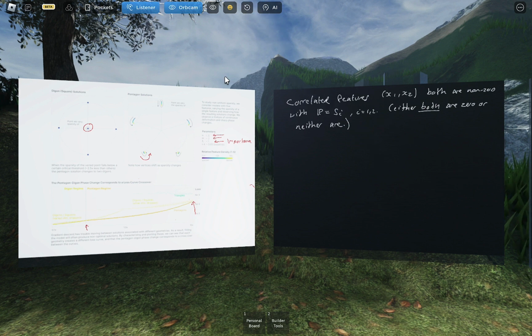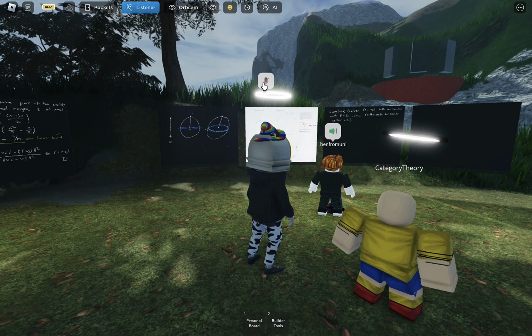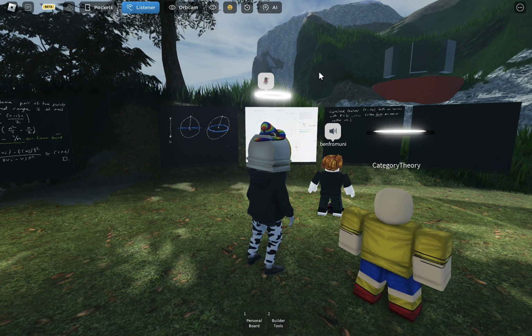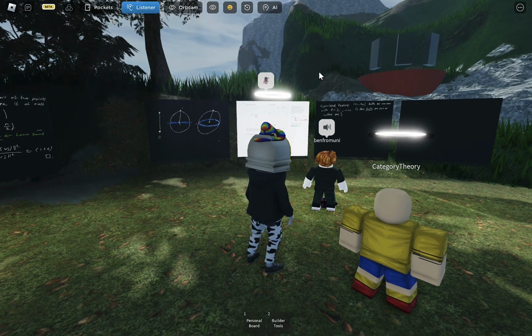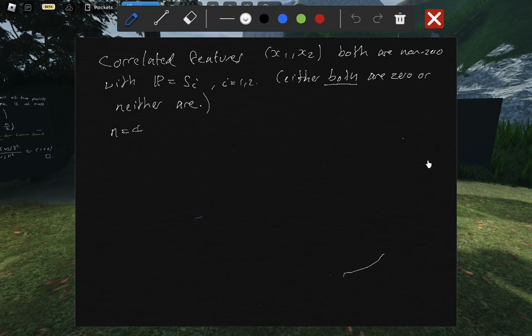So when you have this case where the features come in pairs, or maybe not pairs, but in high dimensional spaces, then the model prefers to... So here I'm going to say, we'll do an n equals 4 case. They're non-zero with probability p equals s. And they're either both zero or neither are. What does this mean? So they're either both zero with probability s, or they're neither zero. So they can be thought of as being linked.